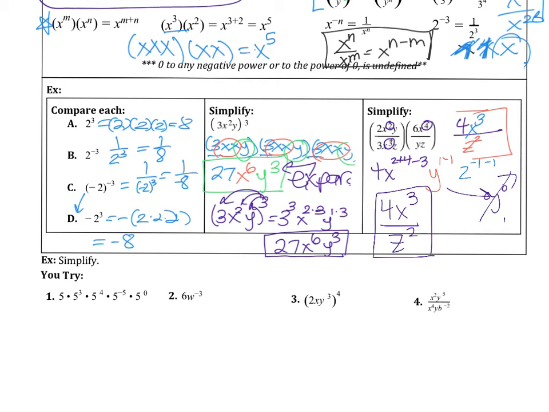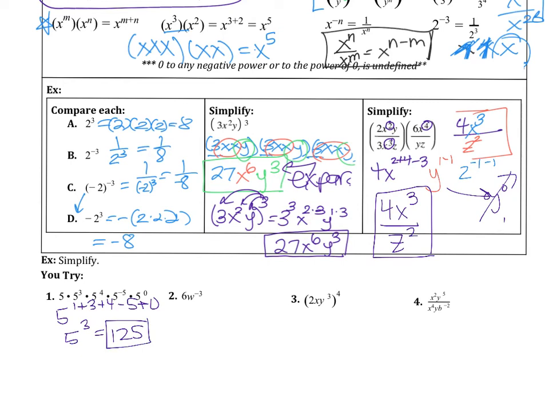Okay, here we go. I'm going to work through each of these problems. This is really 5 to the 1 plus 3 plus 4 minus 5 plus 0. Just adding together all those exponents. Well, 1 plus 3 is 4, 4 plus 4 is 8, minus 5 is 3, plus 0 is still 3, so this is 5 to the third, which is 125. That one's not too bad to multiply out.